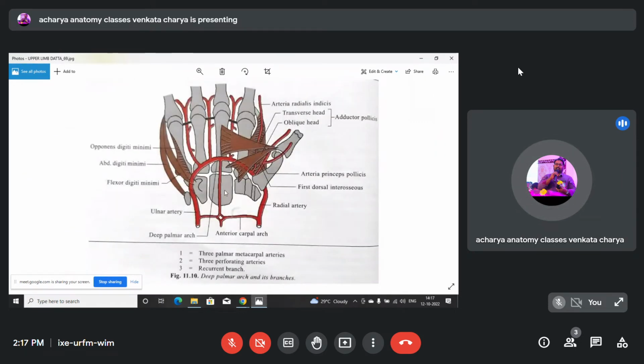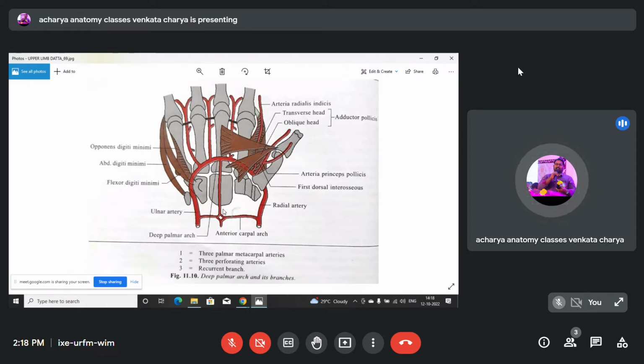So anterior transverse branch of the radial artery, anterior transverse branch of the ulnar artery, anterior interosseous artery and recurrent artery. So these four unite to form an arch. These four arteries anastomose with each other and form an arch called the anterior carpal arch.